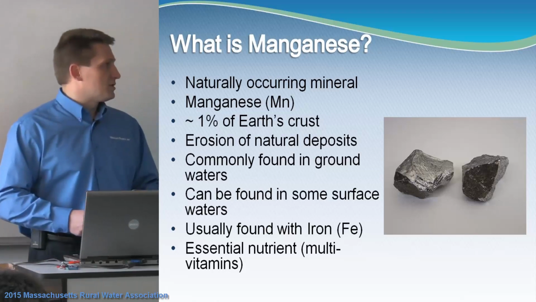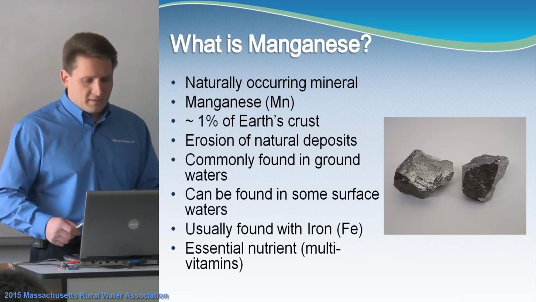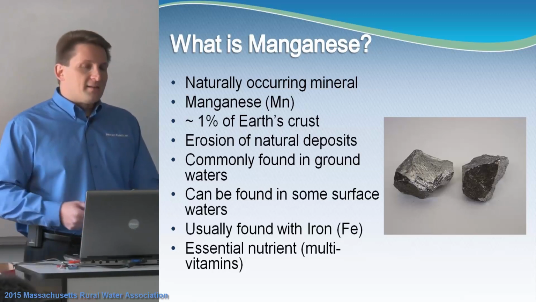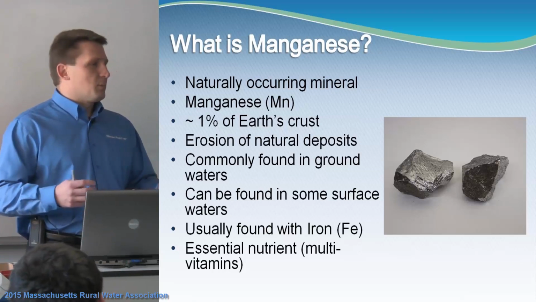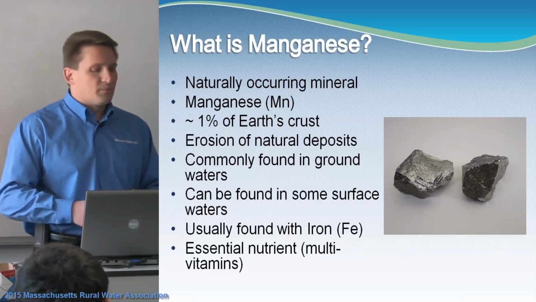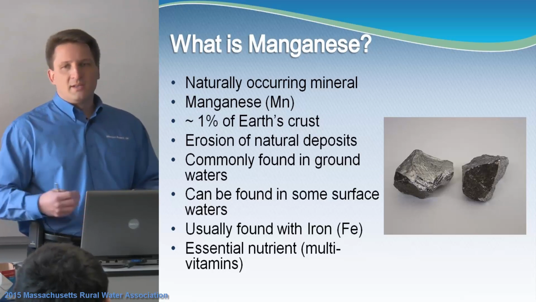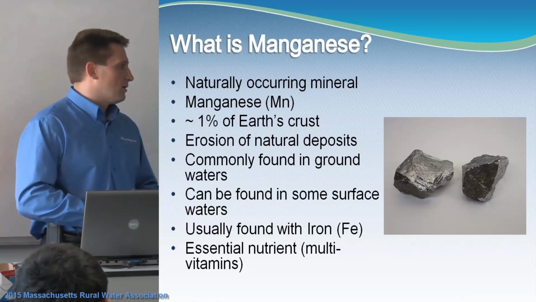The concentrations that we're going to be talking about are significantly less than that, but I just wanted to put that in perspective. How does that get into your waters? Well, it's basically from the erosion of natural deposits. Wherever you have manganese underground, it erodes through the groundwater. That's why you guys have it in the groundwater, and you'll also find it in surface waters as well, if you do have surface water.